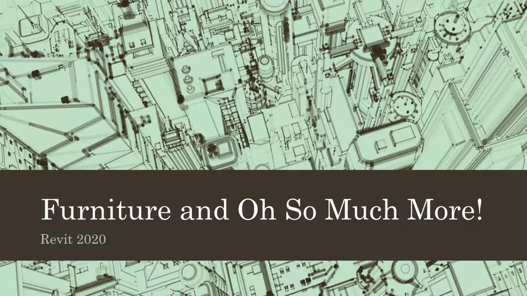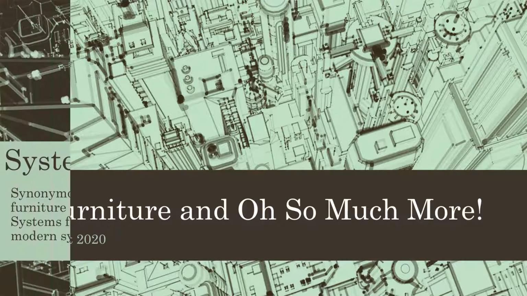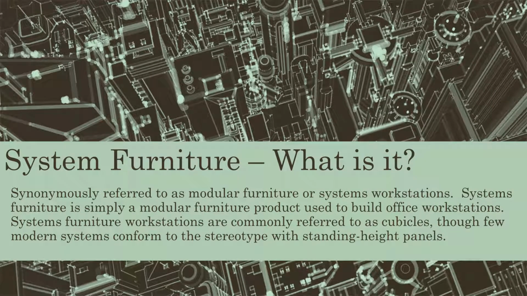And then we're also going to talk about the Revit families. So the first thing that I want to talk about today is what is it that they put in this open space? It's called system furniture. So what is system furniture? System furniture is synonymously referred to as modular furniture or systems workstations. Systems furniture is simply a modular furniture product used to build office workstations.